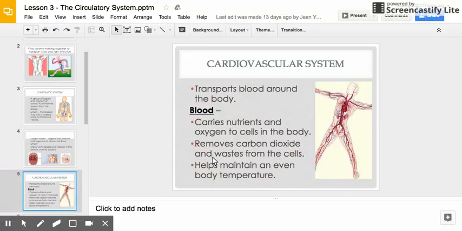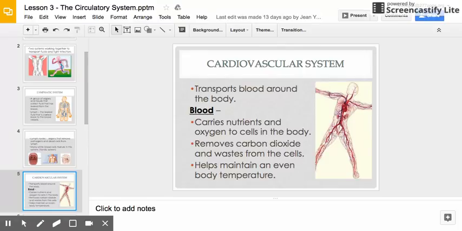The cardiovascular system is responsible for transporting blood around the body. When you take a quick look at this image here, you see that there's a lot more to the cardiovascular system than what we saw pictured for the lymphatic system. The primary thing that your cardiovascular system transports is blood, which is responsible for carrying nutrients and oxygen to the cells in your body. Blood helps to remove carbon dioxide and waste from body cells, and it also helps to maintain an even body temperature.